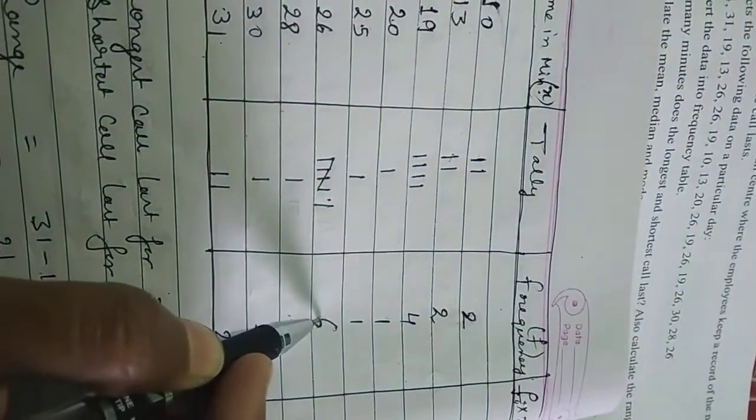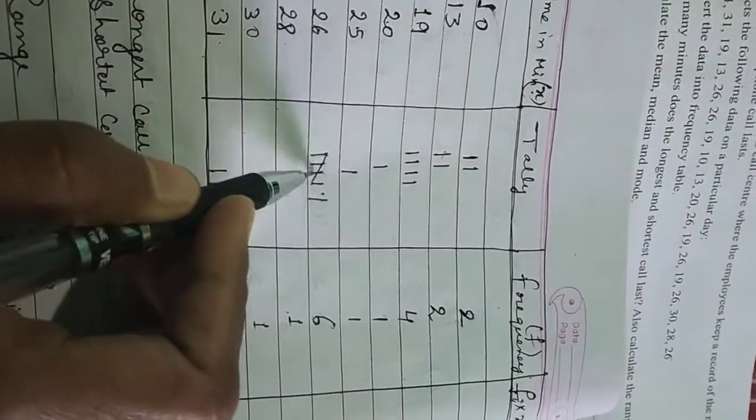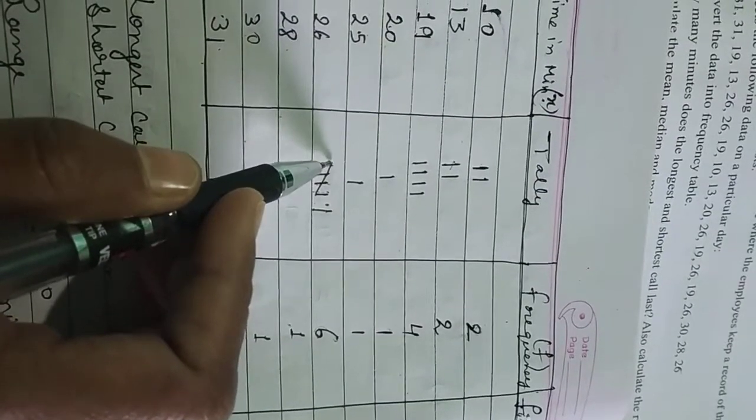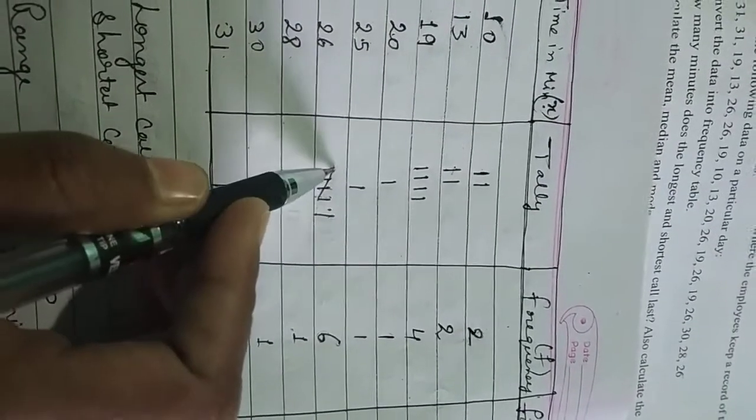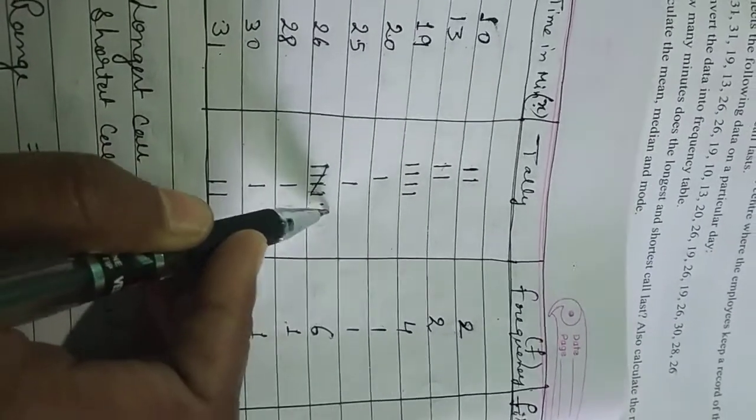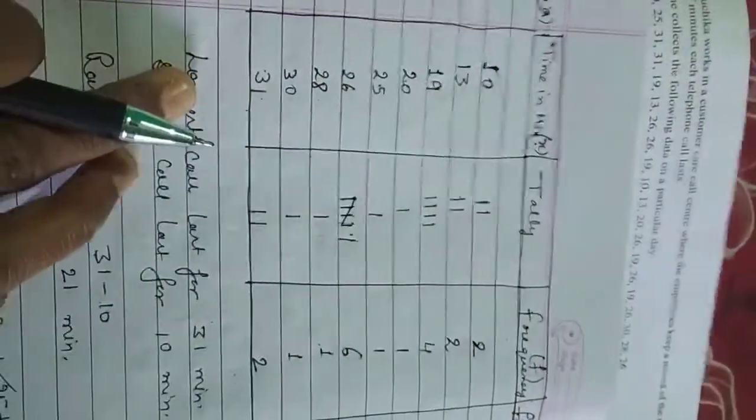26 is 6 times. So we will write in the place of frequency 6 and the tally marks 1, 2, 3, 4, 5. The 5th number line will always go slant. Okay. 1, 2, 3, 4, 5 and then 6. Always the 5th number line will go as slant. Now 28 is 1 time, 30 is 1 time and 31 is 2 times. You can see from this data. This is only the frequency distribution table.